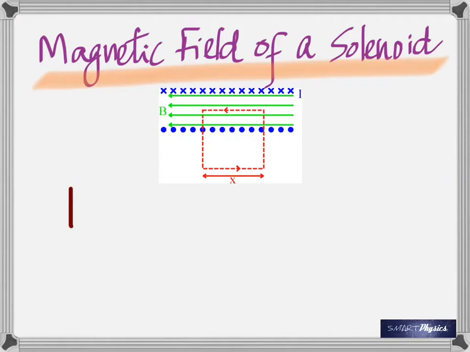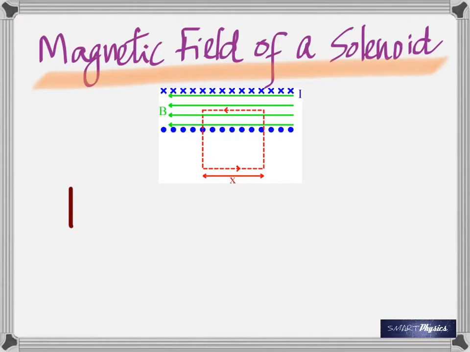Understanding is key, and I have to take 10 minutes to explain that. N turns in every meter. How many turns in L meters? N times L. How many turns in 2 meters? If there are 10 turns in 1 meter, how many turns in 2 meters? 20. So you multiply, don't you?